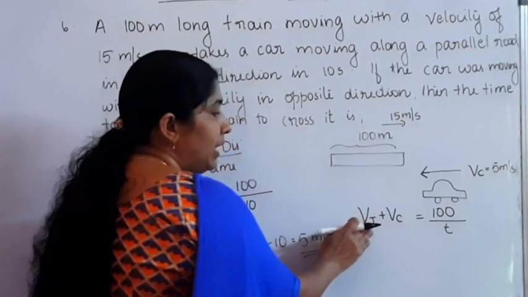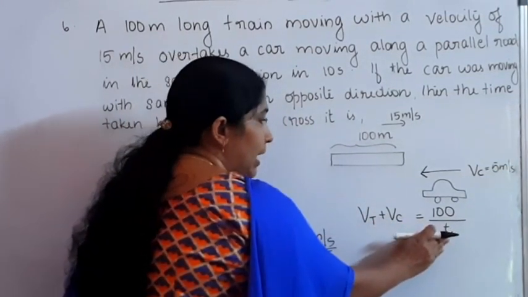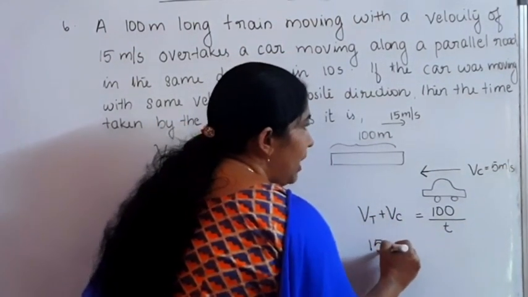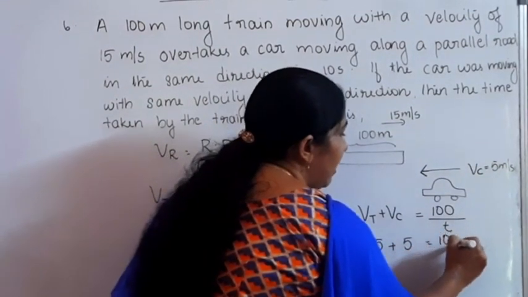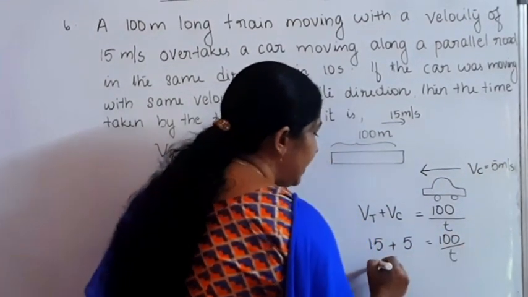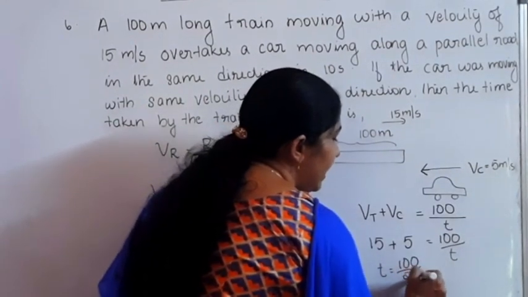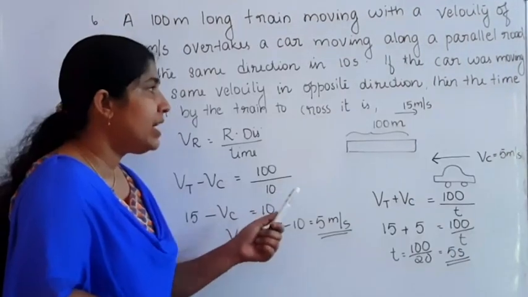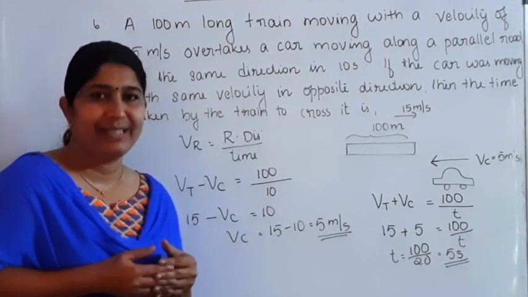Now on substituting the value of Vt and Vc in this equation, we can find out the time. That is Vt is equal to 15, 15 plus Vc equal to 5, equal to 100 divided by t. Then t is equal to 100 divided by 20, that's equal to 5 seconds. Time taken by the train to overtake the car is equal to 5 seconds.